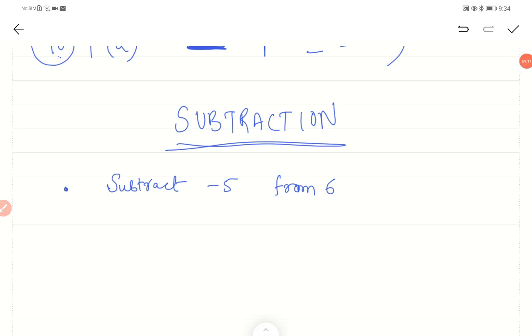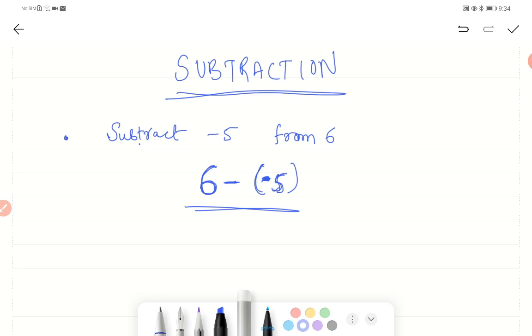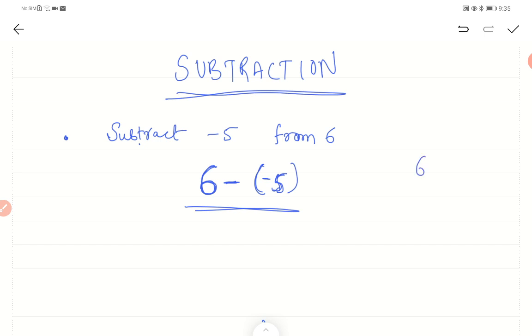Subtract minus 5 from 6. So from 6 you are subtracting minus 5. The statement says this, isn't it? Subtract minus 5 from 6. So from 6 I am subtracting minus 5. Since I know this, I will take it directly as 6 plus 5. How can we take this as 6 plus 5?